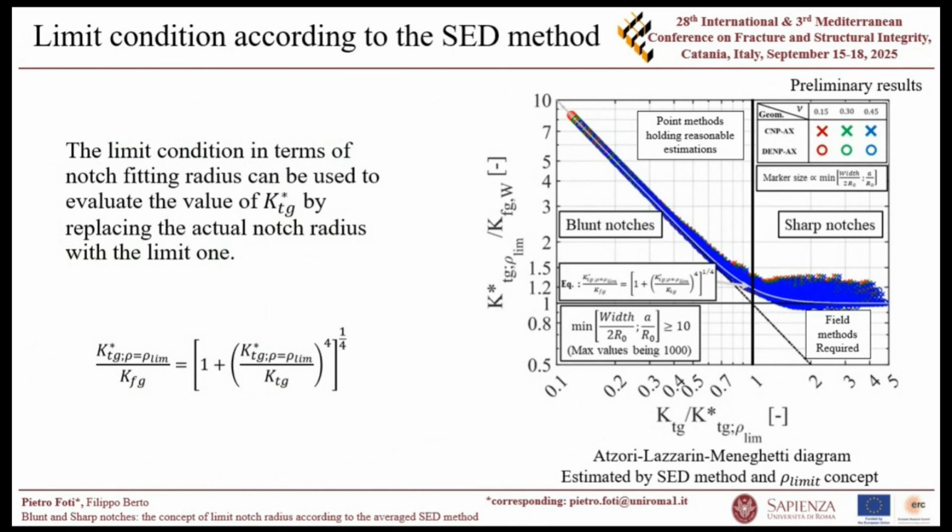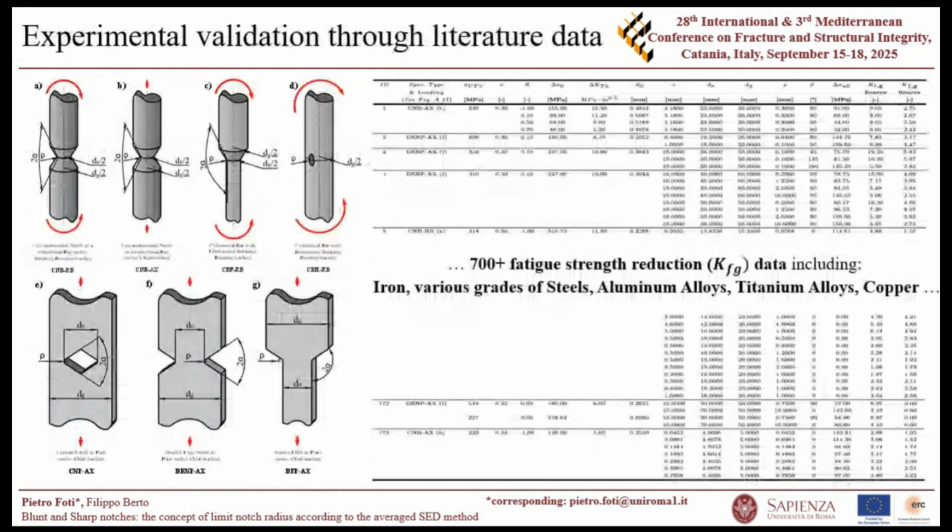And as you can see, in terms of numerical simulation, it appears to work. So now we had to prove our concept through an experimental validation, because of course, up to now, we were just talking about numerical simulations. So what we have done is to collect a fatigue strength reduction database that is accounting for more than 700 data. And it involves different kinds of materials, as you can see here.